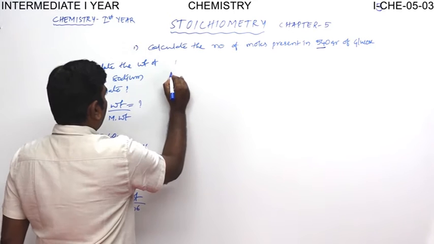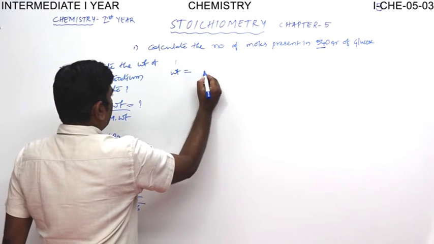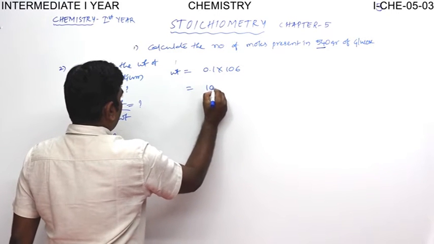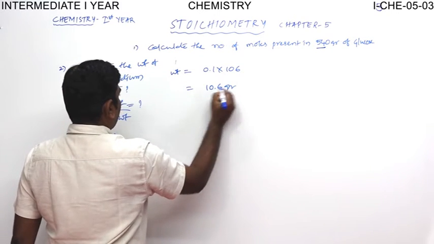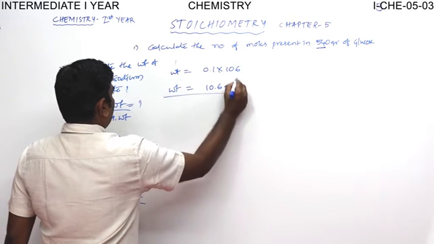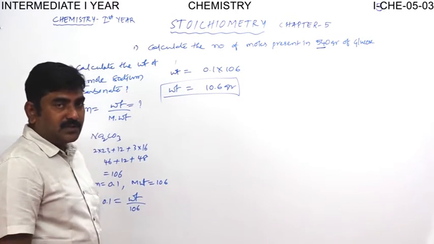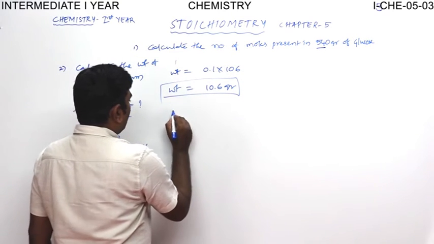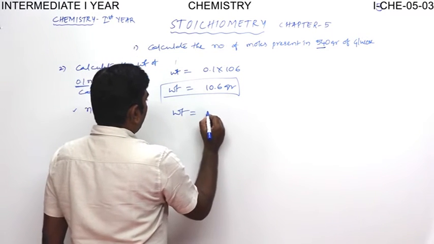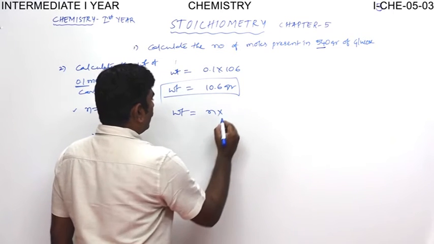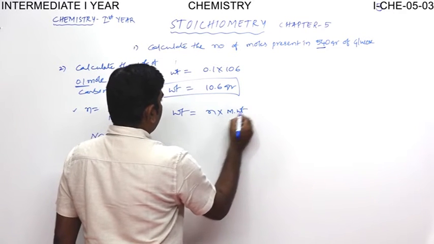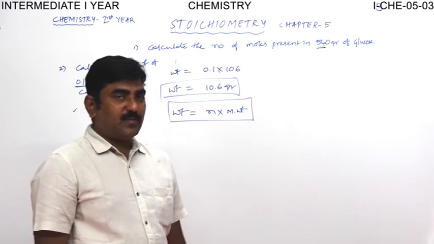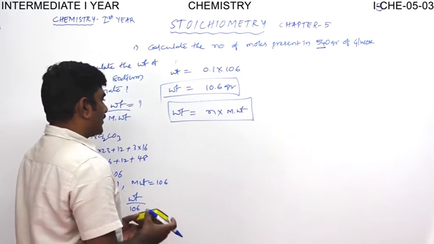Therefore, weight is equal to 0.1 into 106, that is equal to 10.6 grams. Weight is equal to how much? 10.6 grams. Therefore, we can generate a formula here. Weight is equal to number of moles into molecular weight.